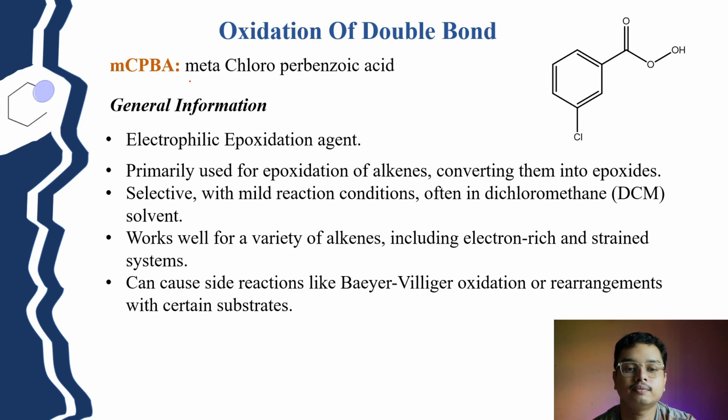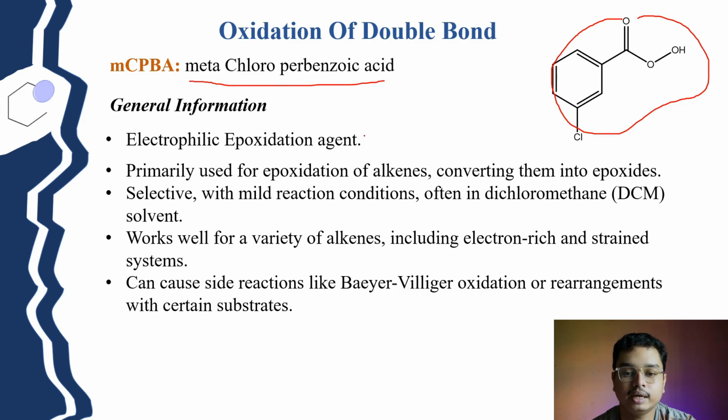So now let us begin our discussion with mCPBA. mCPBA's full form is metachlorobenzoic acid, and this is its structure. It is an electrophilic epoxidation agent, primarily used for epoxidation of alkenes, that is, double bonds, converting them into epoxides. This reaction is selective with mild reaction conditions, often in DCM solvent. It shows a broad substrate scope, working with a variety of alkenes, including electron-rich alkenes, and strained systems also show epoxidation in the presence of mCPBA.